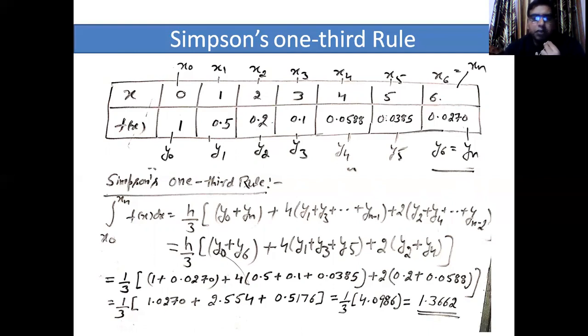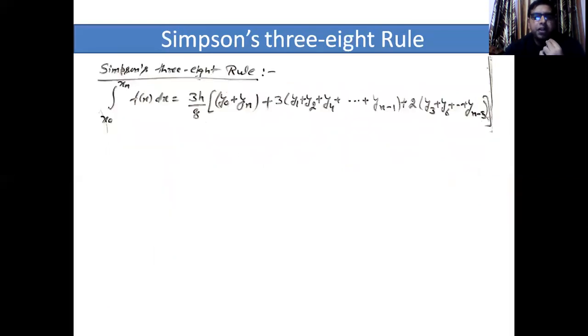So the sum of these values is multiplied by 2. After calculations, we will find the value is 1.3662. This is a simple formula to find the numerical integration when the tabulated values of a function are given. Now the next formula is Simpson's 3-8 rule.